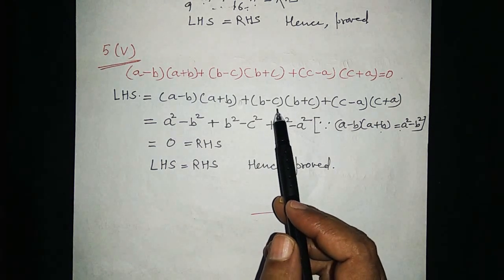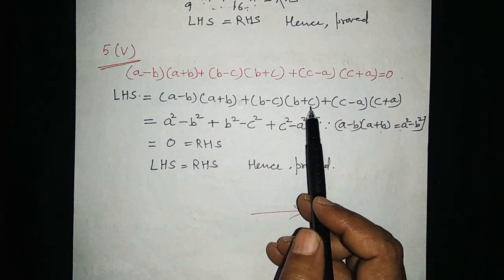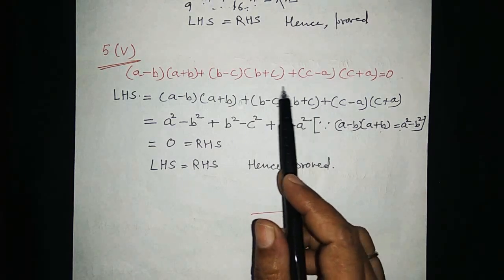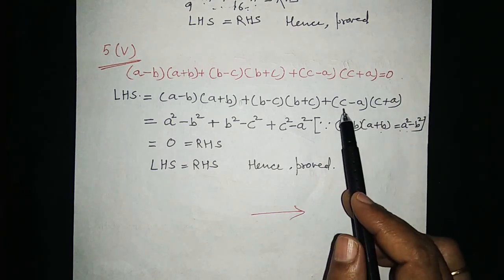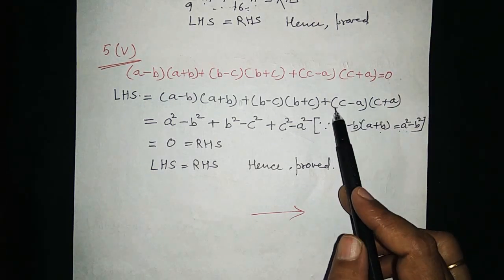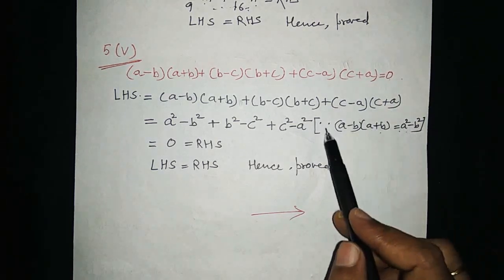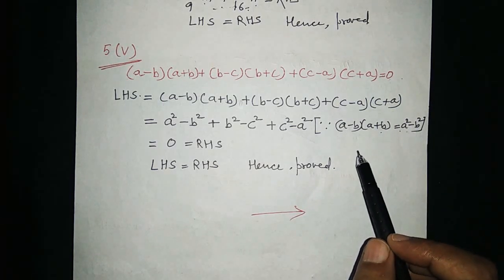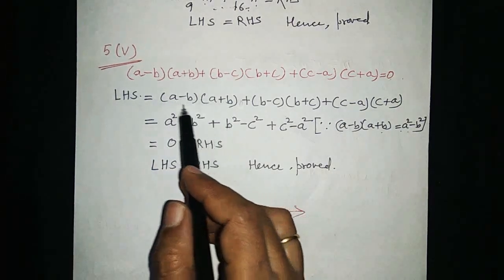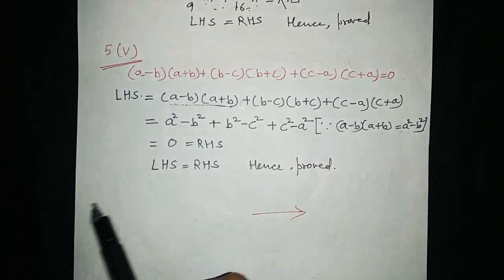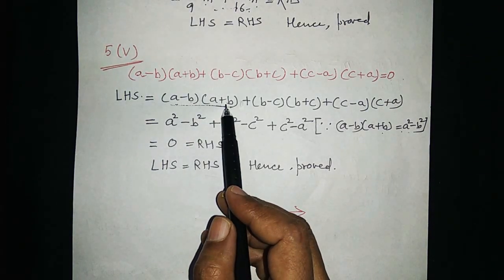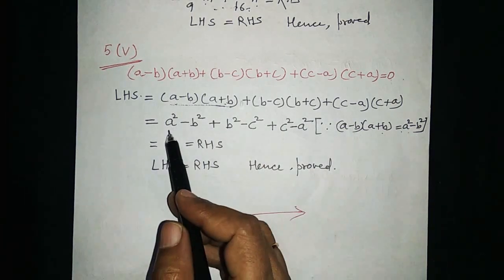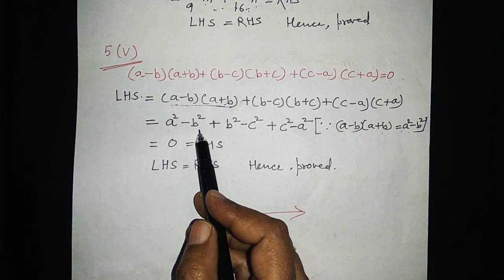And B minus C into B plus C is also like this identity, and C minus A into C plus A is also like this identity. So first we will write for this. Okay? A minus B into A plus B. Here you have seen A square minus B square.